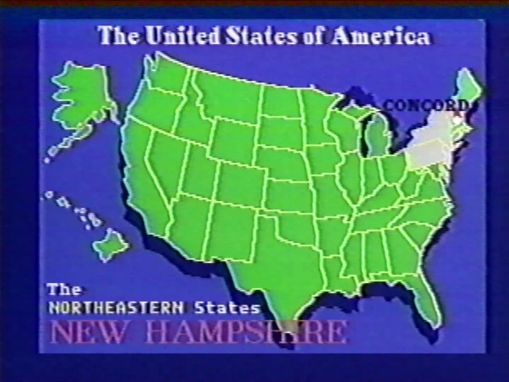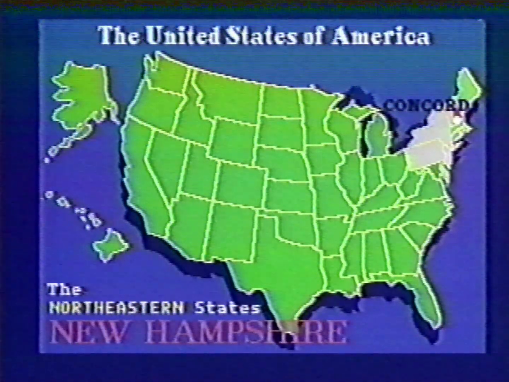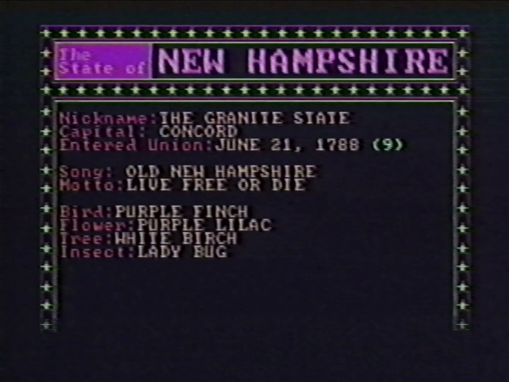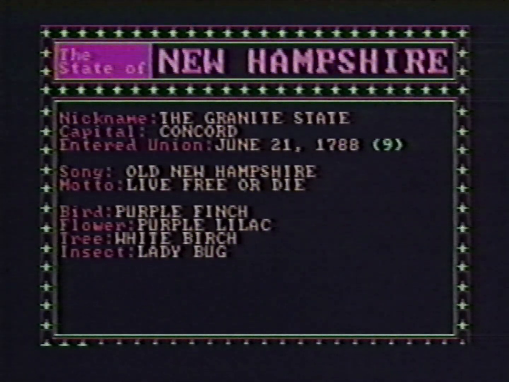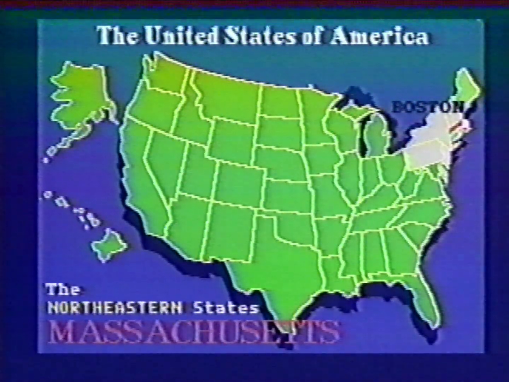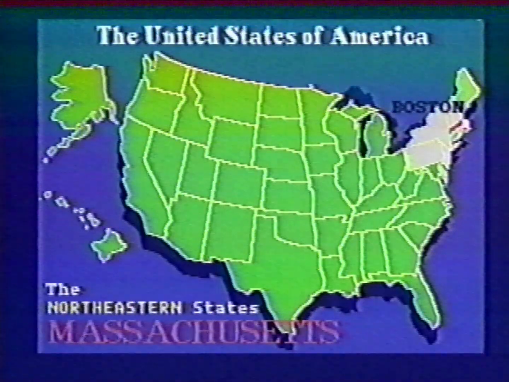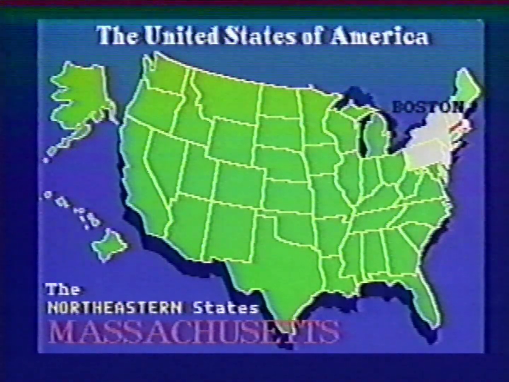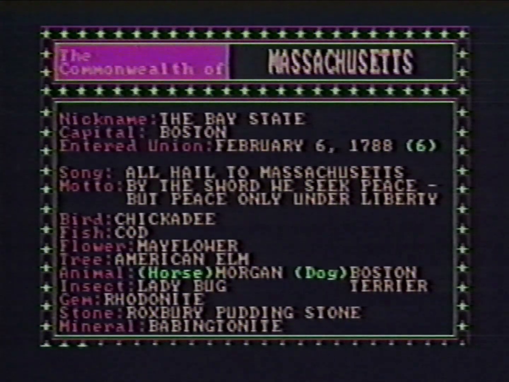The capital of New Hampshire is Concord. New Hampshire was named for the English county of Hampshire. The capital of Massachusetts is Boston. Massachusetts' name was derived from the Massachusetts Indian tribe that lived on Massachusetts Bay. The name is thought to mean at the Great Hill.